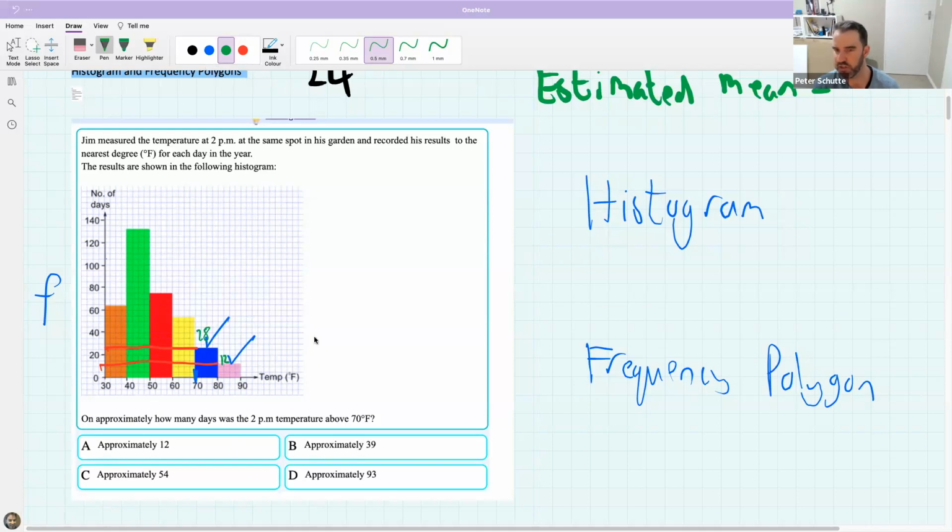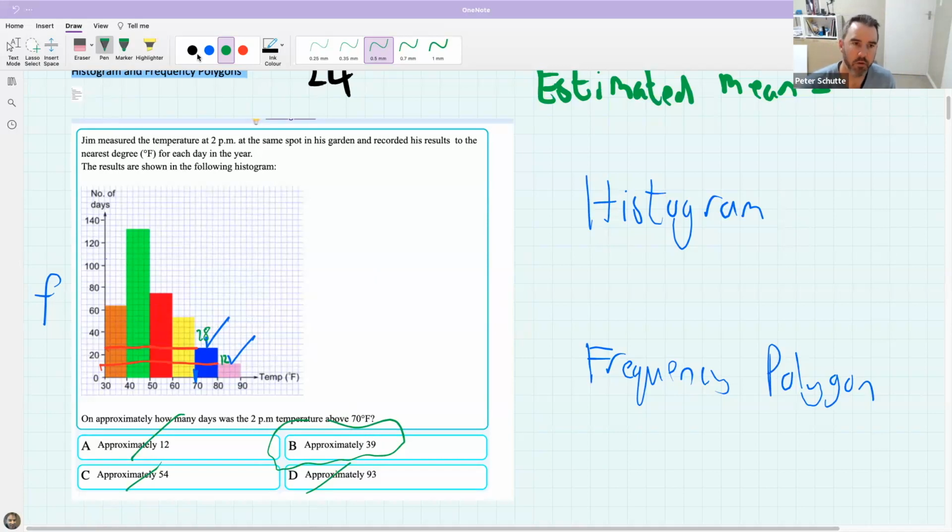Which answer do you think will be correct for this one? Well, this is too small. That's too big. That's not even close. So the answer must be B. Okay, so approximately 39 days out of the year would be above 70 degrees, essentially.